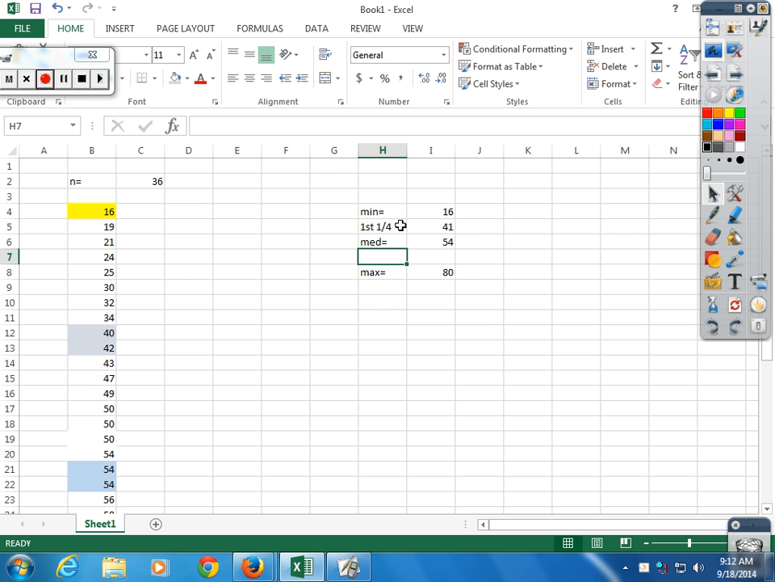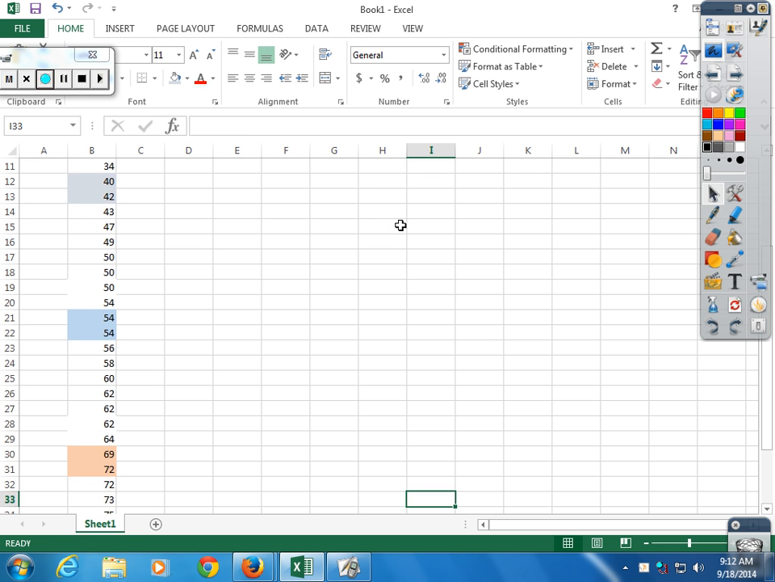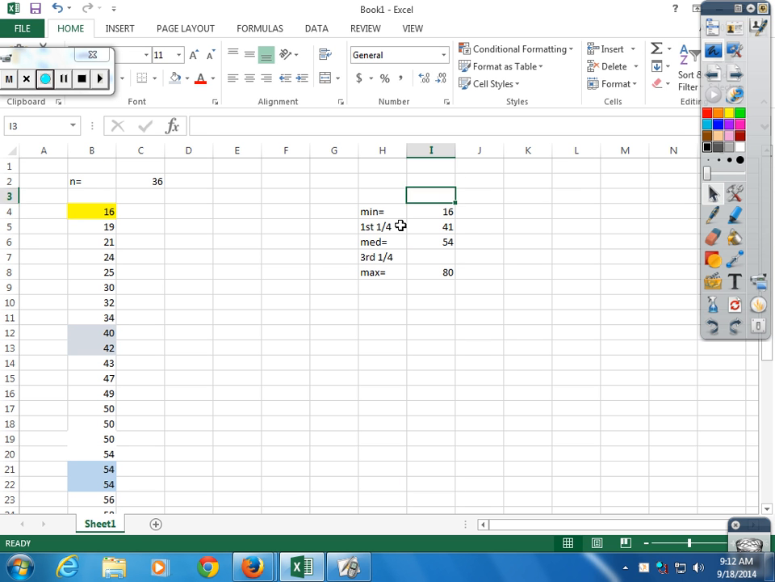And then your third quartile is going to be equal to your bottom two. What's 70 plus 72? That's 142. Half of 142 is 71. So that would be 70.5, which you could say 71. Now that's one way of finding the 5-number summary.